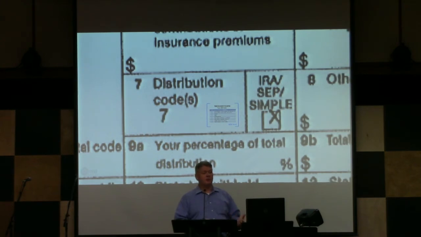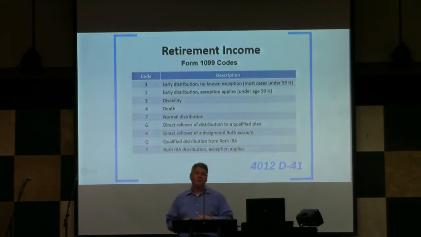Whether it's a required minimum distribution, whether it's a pension, whether they've just taken money out of their IRA or 401k plan. And again, what we'll see is right next to Box 7, we'll see that IRA/SEP/Simple box. If it's checked, we check it on the system. If it's not checked, we leave it blank. But what do the codes mean?